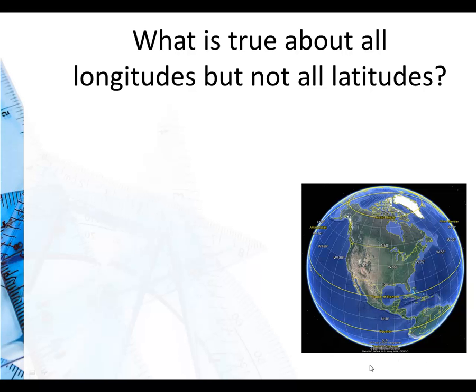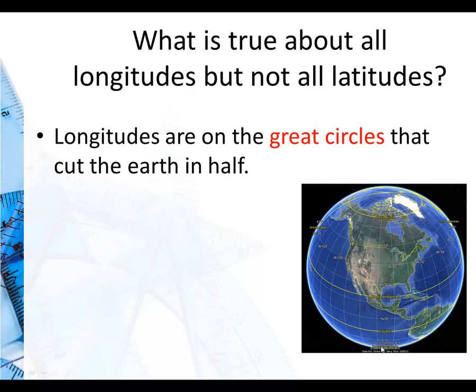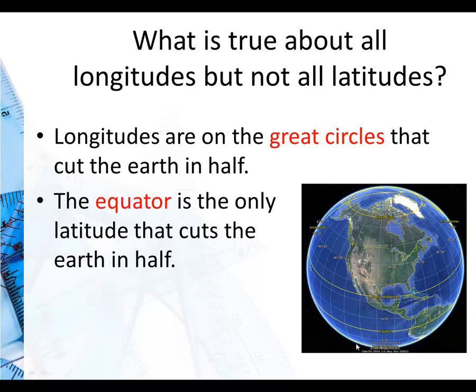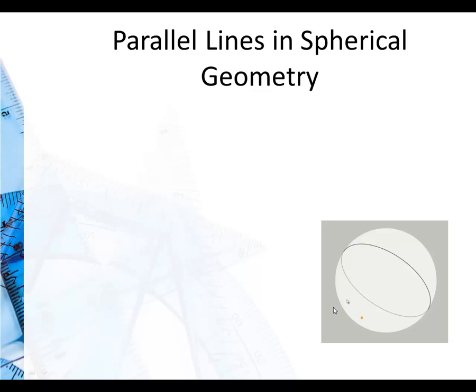So what did we discover to be true about all longitudes, but not all latitudes? Longitudes, every single one, was on a great circle. It cut the Earth in half. The equator is the only latitude that cuts the Earth in half. You can see it right here. So that's the only one that counts as a straight line on spherical geometry.